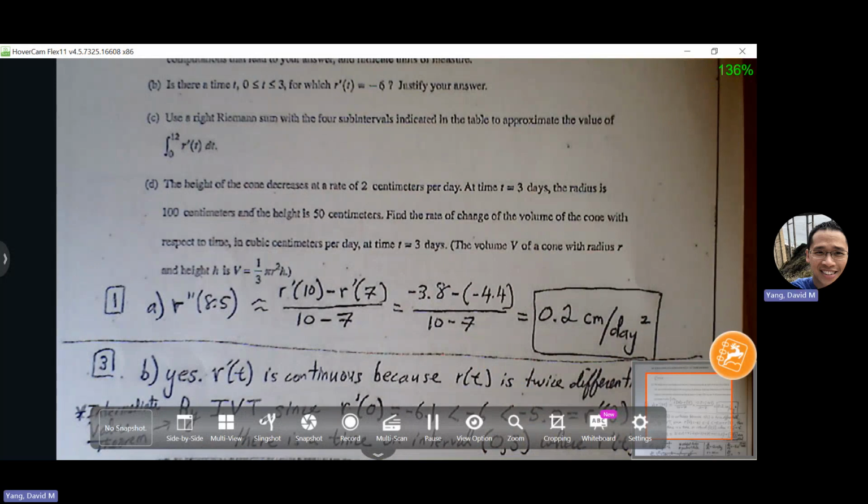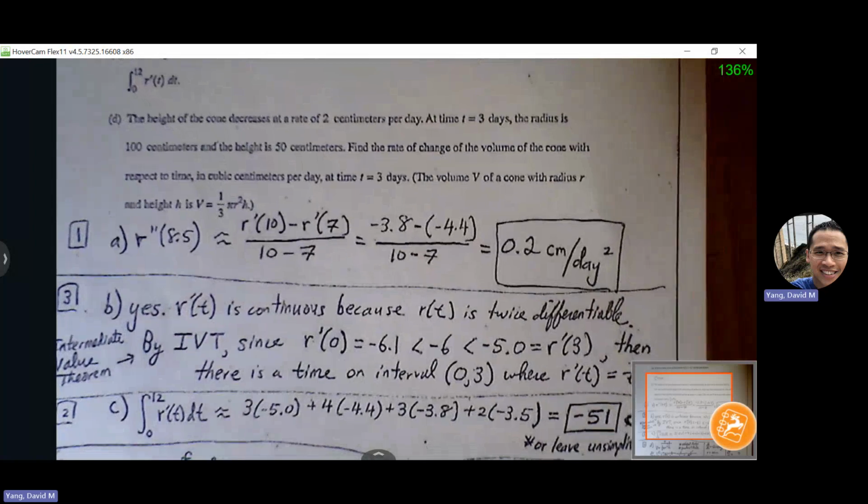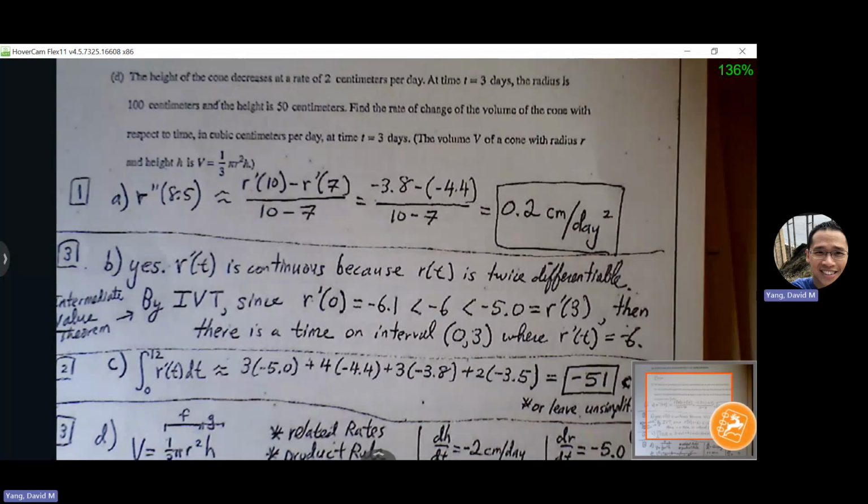Part B, is there a time between 0 and 3 such that R prime is equal to negative 6? Well, the nice thing is that we have the R prime table in front of us. We have a value below negative 6 and we have a value above negative 6. So this is an easier problem. There's no need to do mean value theorem. IVT can get us there. So we can say by IVT, because R prime of 0 is below negative 6, and negative 6 lands cleanly between negative 6.1 and negative 5 on my table of values, then there must be a time where R prime is exactly negative 6.